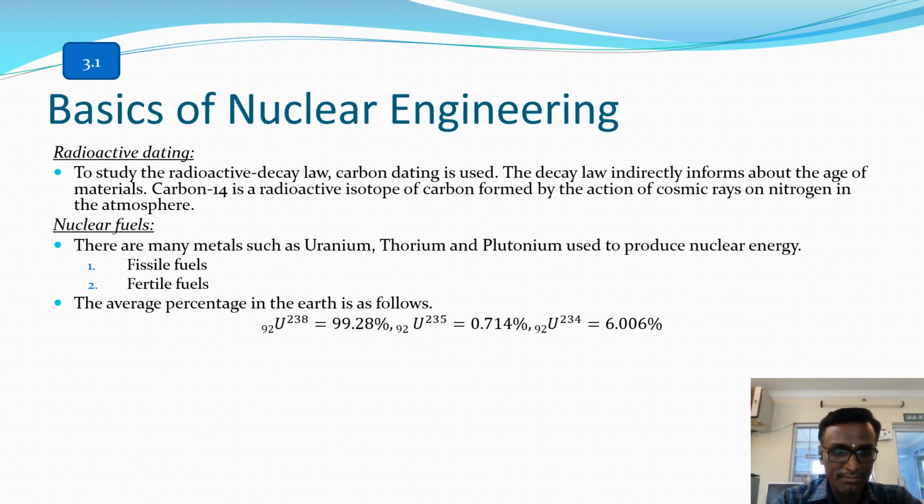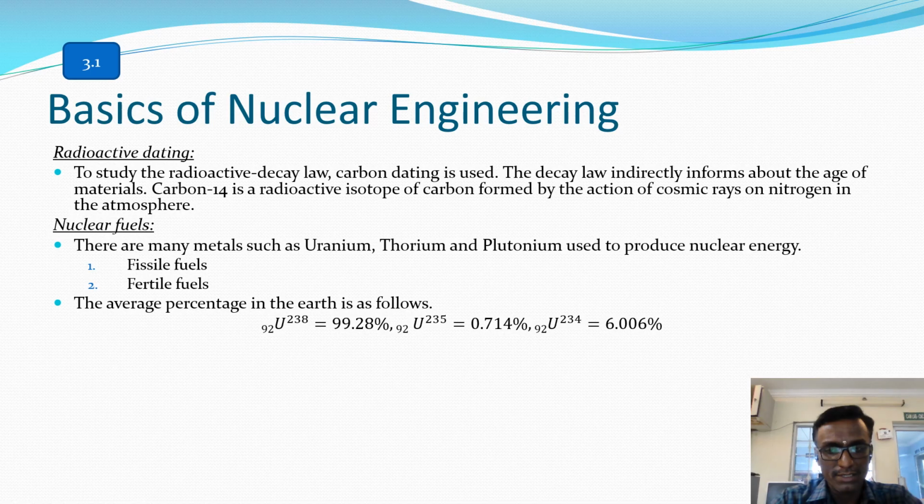So the basic nuclear fuels that can be used for the power plant are nothing but metals such as uranium, thorium and plutonium, which can be used to produce nuclear energy. And the most common thing is, if we take the fuel into consideration, the first classification will be fissile fuels and the next classification will be fertile fuels.